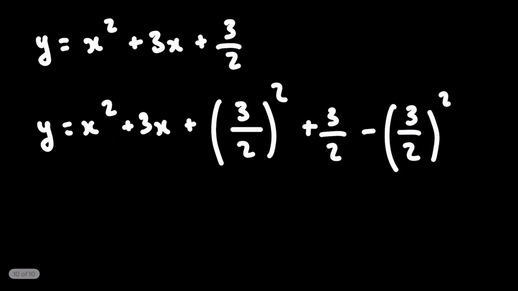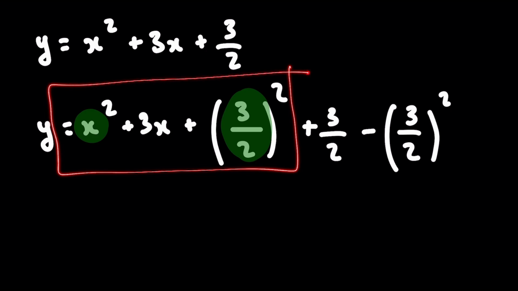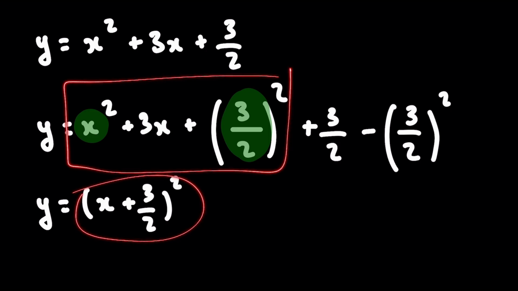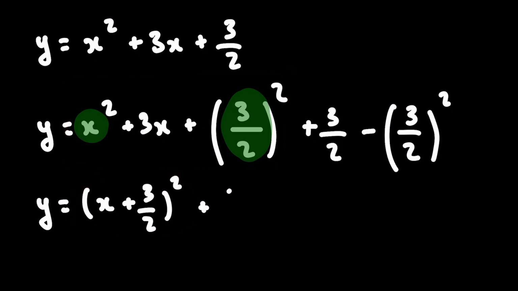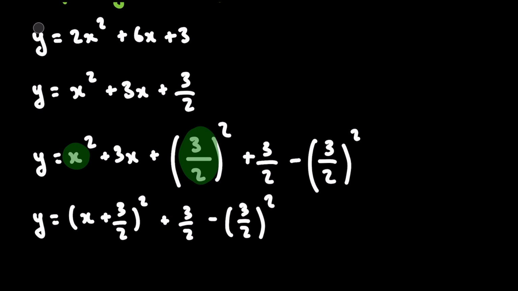Because I halved and squared this b term, I can look at this term here and this term here, and notice that the first three terms are factorizable into a perfect square. So I can rewrite it as y equals x plus 3 over 2 whole squared. So that's what these three terms become. Then I can copy out plus 3 over 2 minus 3 over 2 whole squared. And just a little mistake I made, you always have to make y equal to 0 when you're factorizing.